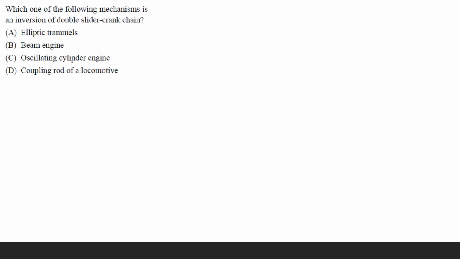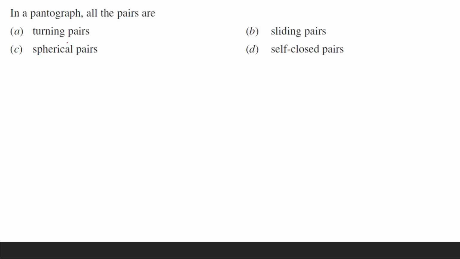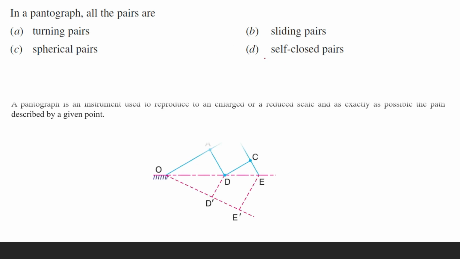Okay, next is which one of the following mechanism is an inversion of a double slider? Inversion of double slider. So elliptical trammel is basically the answer of double slider mechanism. Now we have basically discussed that in pantograph all the pairs are turning pair, spherical pair, sliding pair, or self-closed pair. So let's see what is the meaning of pantograph.